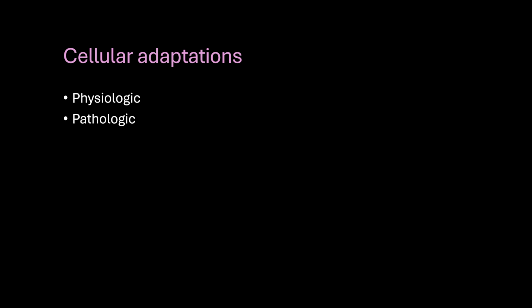Now, cellular adaptations are reversible changes in the cell size, number, function, metabolic activity, etc. Those changes are caused by stress in the environment, and those adaptations can be physiologic or pathologic. Physiologic is caused by the body's normal physiology, such as the growth that occurs in the uterus in pregnancy. It is considered a physiologic cellular adaptation induced by hormones, which is the estrogen. Another example is the growth that occurs in muscles and bones due to mechanical stress. That is also considered a physiologic cellular adaptation.